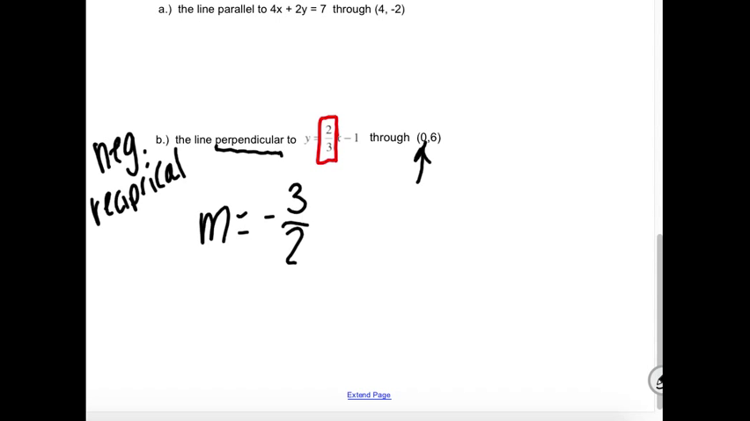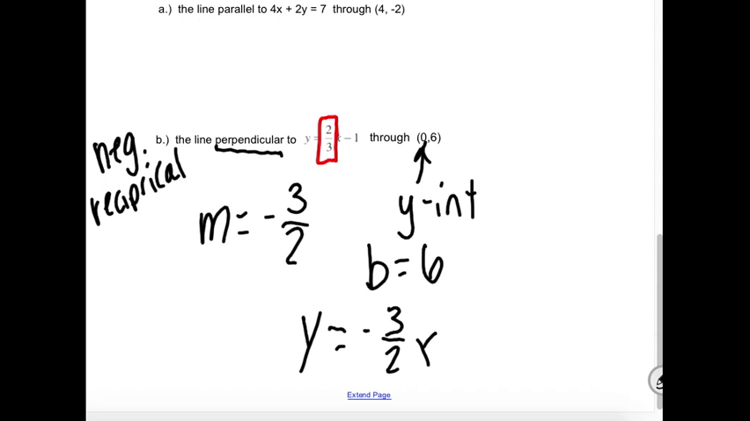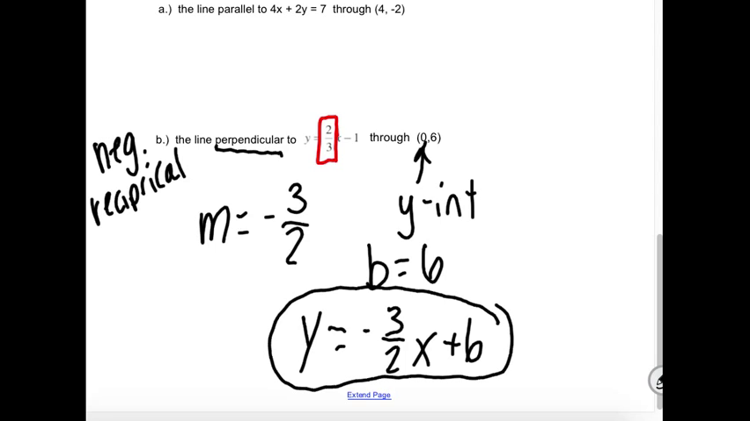What's kind of cool about this point, you'll notice it says (0, 6). That point is our y-intercept. It just so happens to be that. Y-intercept, aka my b. So my b is 6. I got my m, I got my b. I can throw it into my slope-intercept form. So I get y equals -3/2 x plus 6. And that is all for section 2-4.